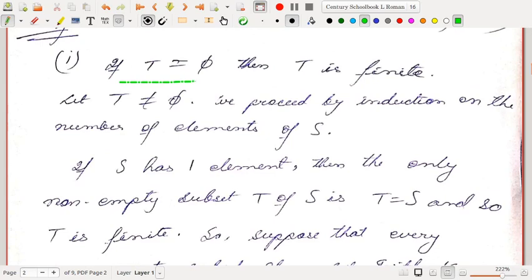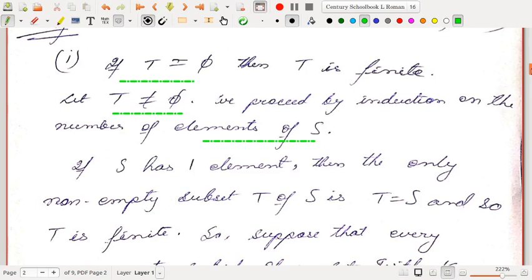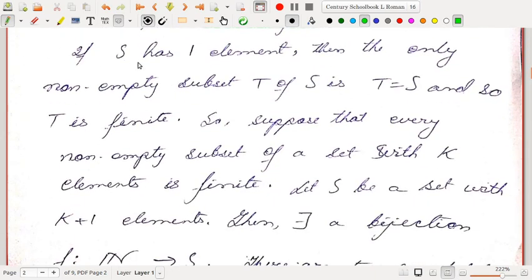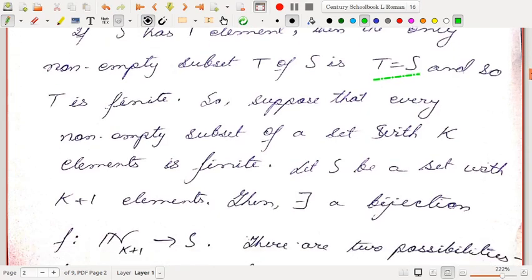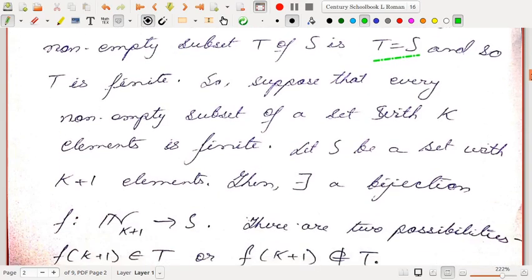If the subset is phi, that is empty, then T is finite by definition. So let T not equal phi. We proceed by induction on the number of elements of S. Suppose S has one element. Then the only possible non-empty subset of S is S itself, that is T is exactly equal to S, and so T is finite because S is finite. S is a set having one element, so it's finite.